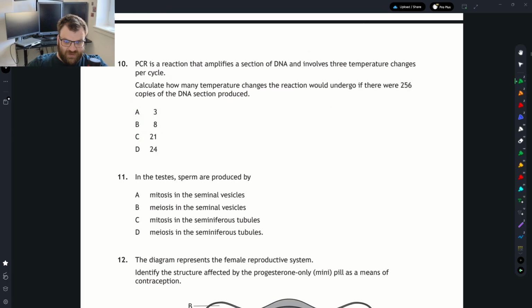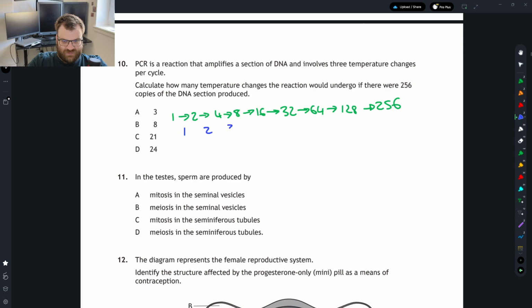Okay, in this one, we're talking about PCR, where every cycle of PCR doubles the number of DNA molecules. And we've got a section of DNA. Okay, starting off with 1, we then double it to 2, and onwards to 4, 8, 16, 32, 64, 128, and then 256. We are looking at the number of cycles, which just means how many jumps have we done. So every arrow is a cycle. We have 1, 2, 3, 4, 5, 6, 7, 8 cycles.